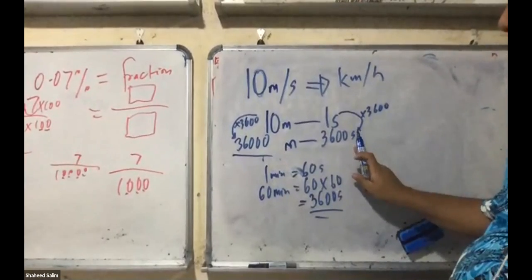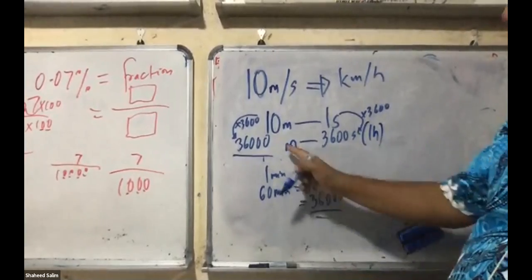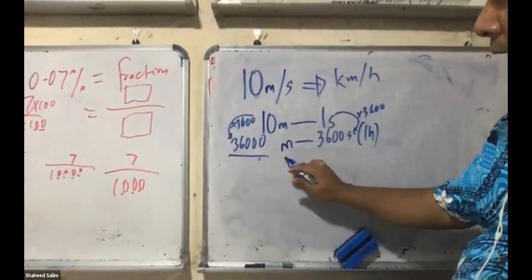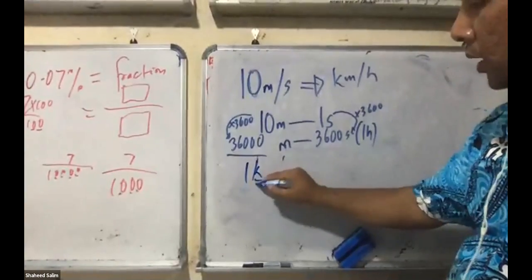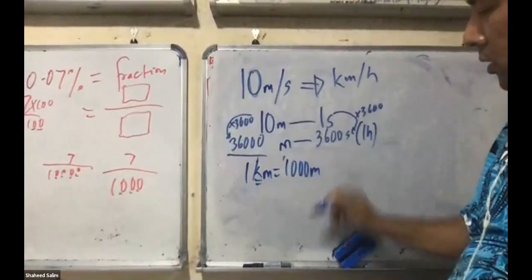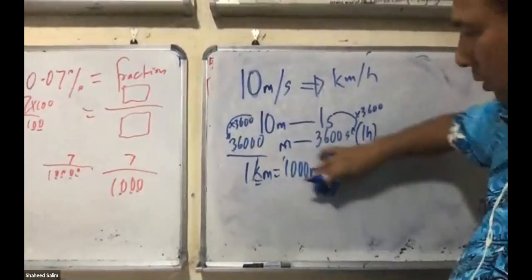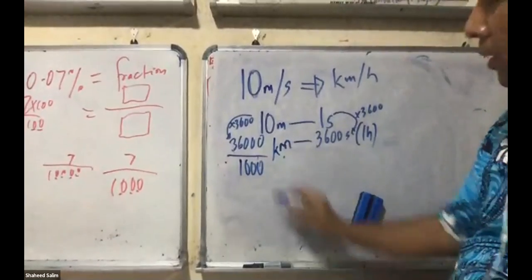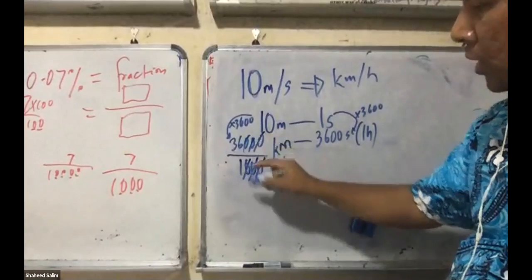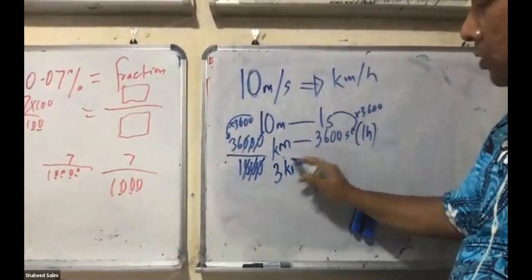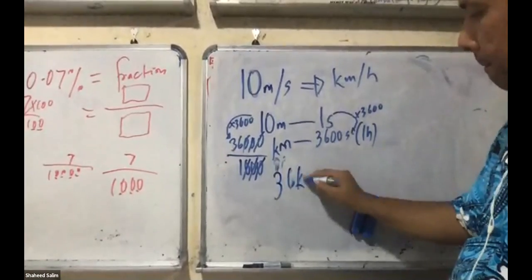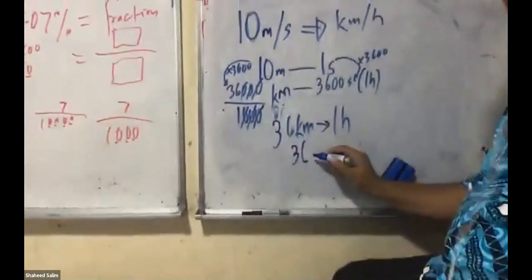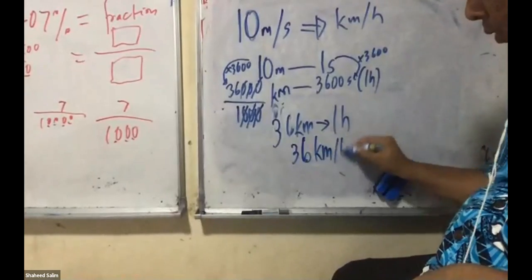So this is now in 1 hour. But this is still in meters. So I'll change it to km. How to change to km? 1 kilometer, kilo is 1000. 1 kilometer is 1,000 meters. So I must divide this by 1,000. Watch out, I divide by 1,000, this one becomes km. Cancel 1, 2, 3. Cancel 1, 2, 3. 36 km in 1 hour. So it's 36 km per hour.